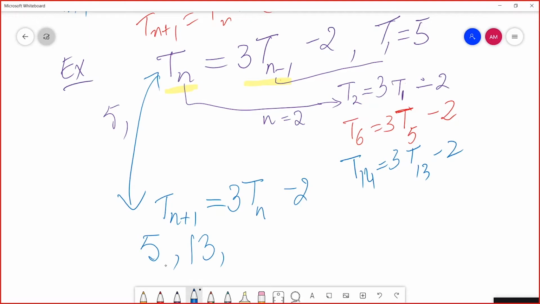No, it is 3 times 13, which is 39. 39 minus 2 is 37, not 7, rather 37. Yes or no? Yep. Okay, what would be the next term then?